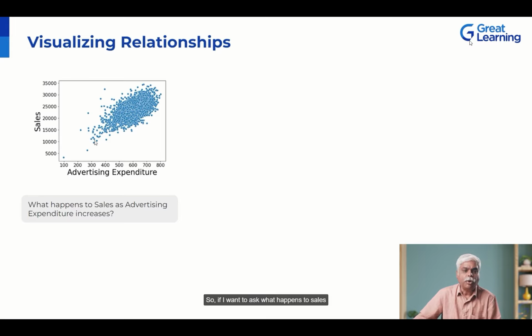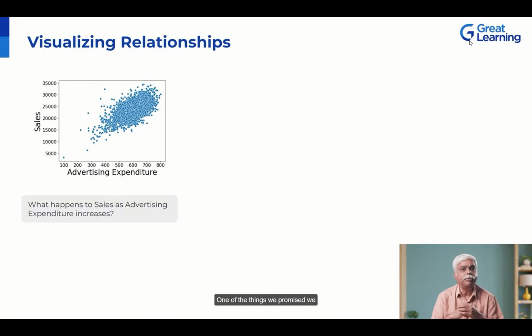So if I want to ask what happens to sales as advertising expenditure increases, I will get a rough answer like, on the average, sales is going to increase, but that's about it. I cannot prove it for a fact that if advertising increases, sales will increase. There are many points on this graph that tell me that that is not true. But it is true that in a broad sense, in a statistical sense, in an average sense, more advertising is likely to lead to more sales. And that is enough for me to be able to get at a business strategy.